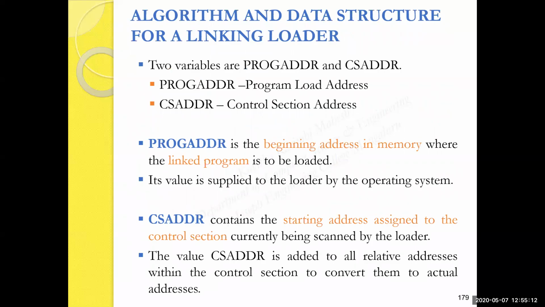In the linking process, two important variables used are the program address, or program load address, and the control section address. Program address is the beginning address in memory where the linked program is to be loaded, and this value is supplied to the loader by the operating system. On the other hand, control section address contains the starting address assigned to the control section that is currently being scanned by the loader. This value is added to all relative addresses within the control section to convert them to actual values.